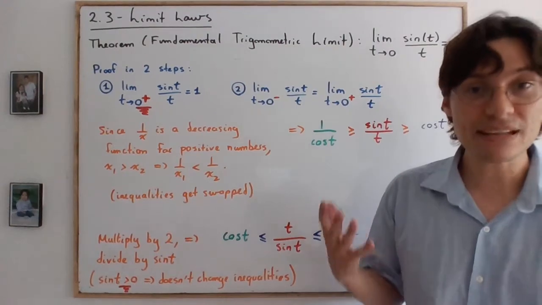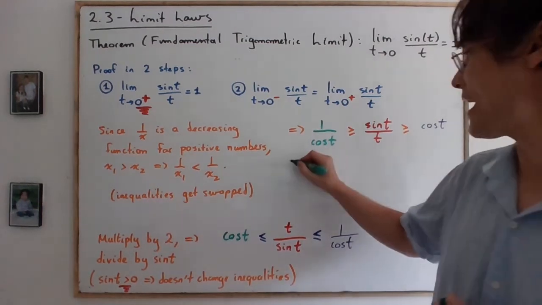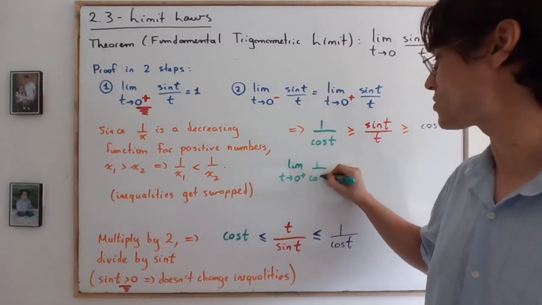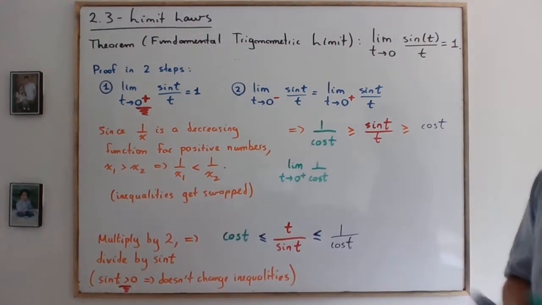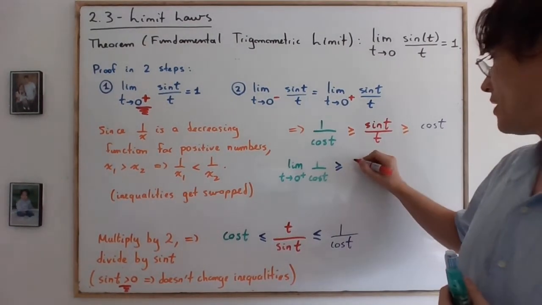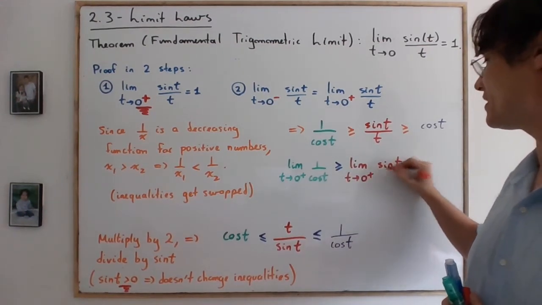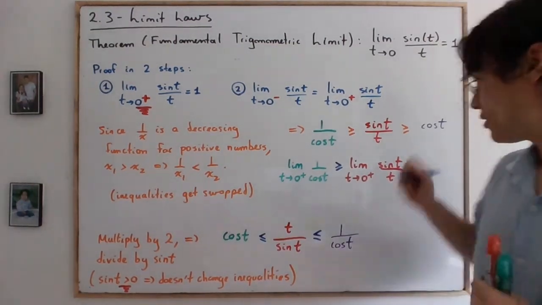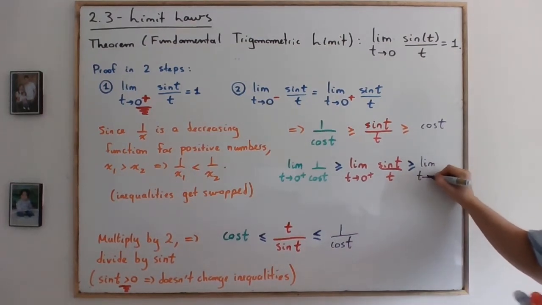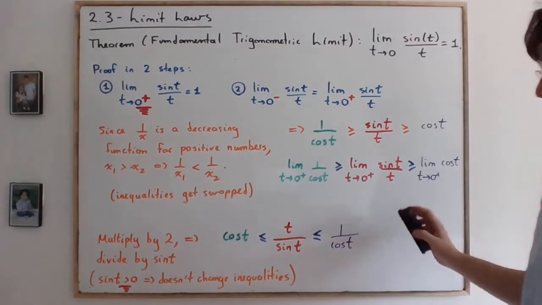Now we're taking the limit of all of this as t approaches 0, so we have three limits. The limit as t approaches 0 plus of 1 over cosine of t, which is bigger or equal than the limit as t approaches 0 plus of sine of t over t, which is bigger or equal than the limit as t approaches 0 plus of cosine of t.